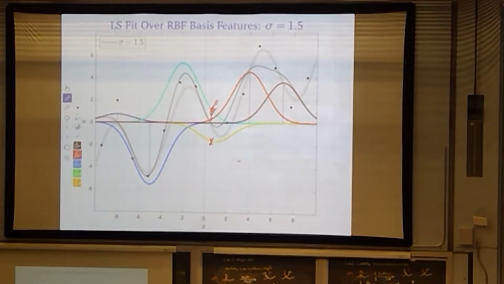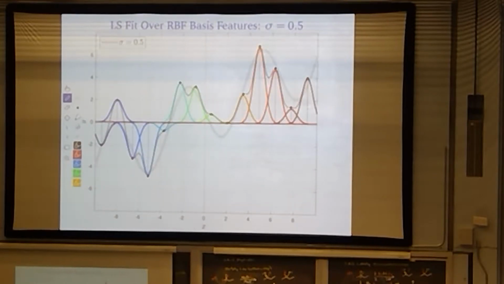So this is RBF basis over fixed locations. I don't need to know where the samples are. I choose some fixed locations. Now we talk about a special case of RBF where each basis is just located at each training instance. This is what we have.